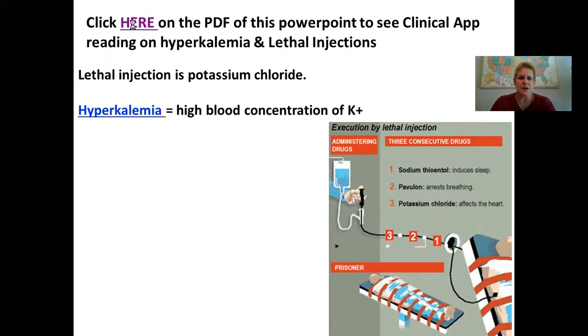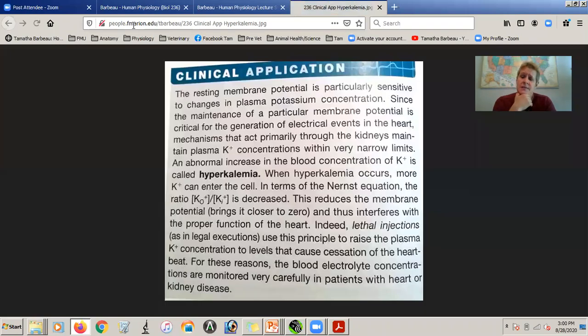So if we look at the PDF, we'll give it a second to come up here. And the reason I bring this up is you're not likely to encounter death row inmates getting the lethal injection, but sometimes people who are taking diuretics, taking a diuretic to make you pee out body water to affect your blood pressure, can affect your blood levels of potassium and cause you to retain potassium, and that can cause hyperkalemia. So it's kind of important to know what that is.